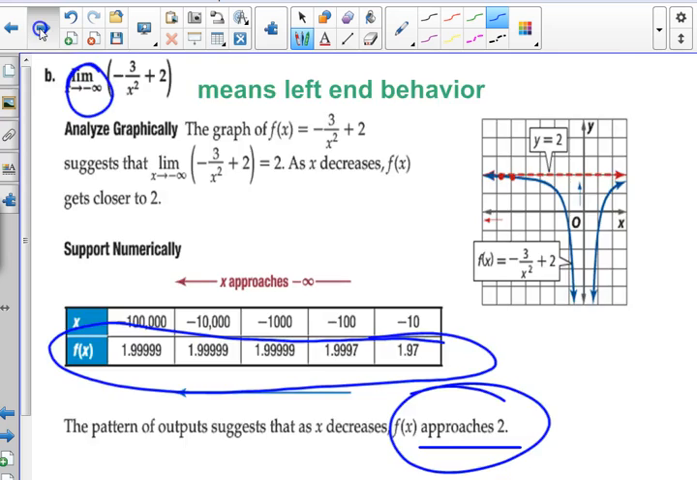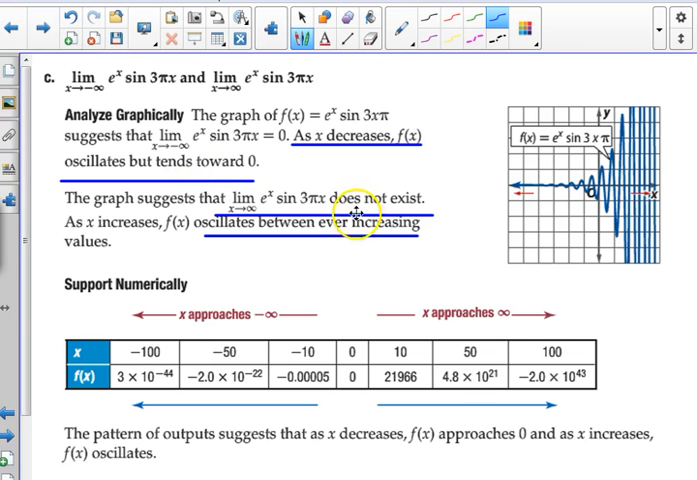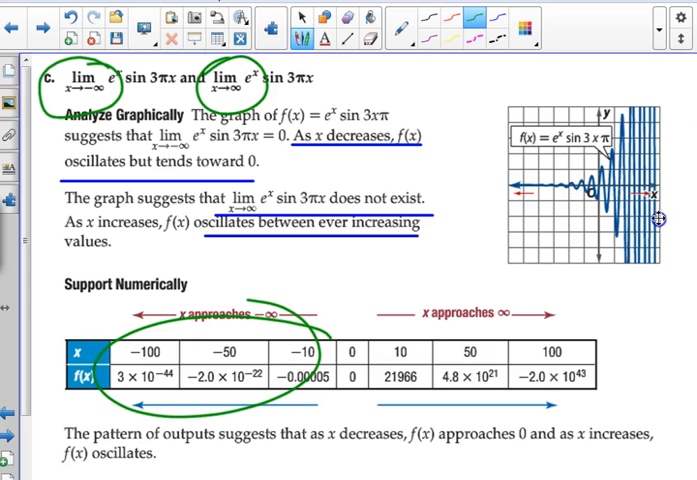Okay. This graph, while it is oscillating, it still can have a limit. And the left-hand side, what is this graph approaching? 0. So it has a left-hand limit of 0. On the right hand, as it approaches positive infinity, it's oscillating, so it has no limit.